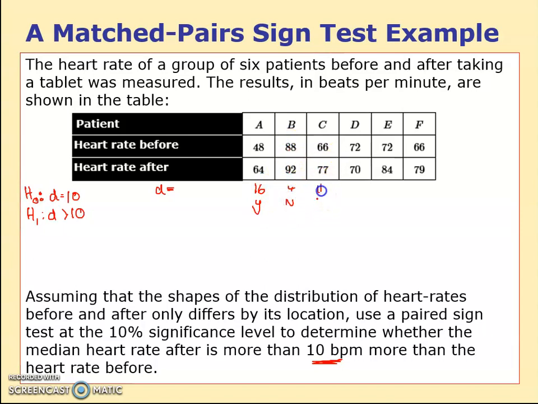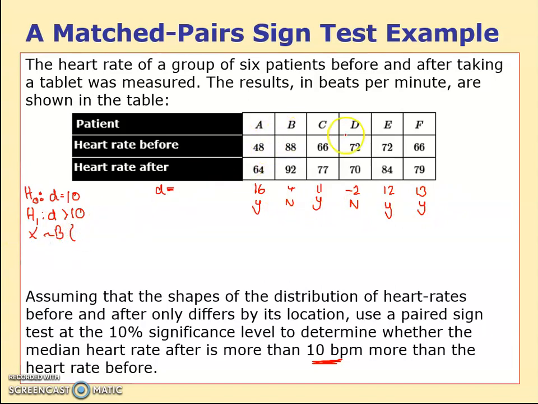That's an 11, so that's a yes. That's a negative, it's gone down, so that's definitely a no. This is a 12, so that's a yes. And this is a 13, so that's a yes. So of these, the differences, X is binomial.